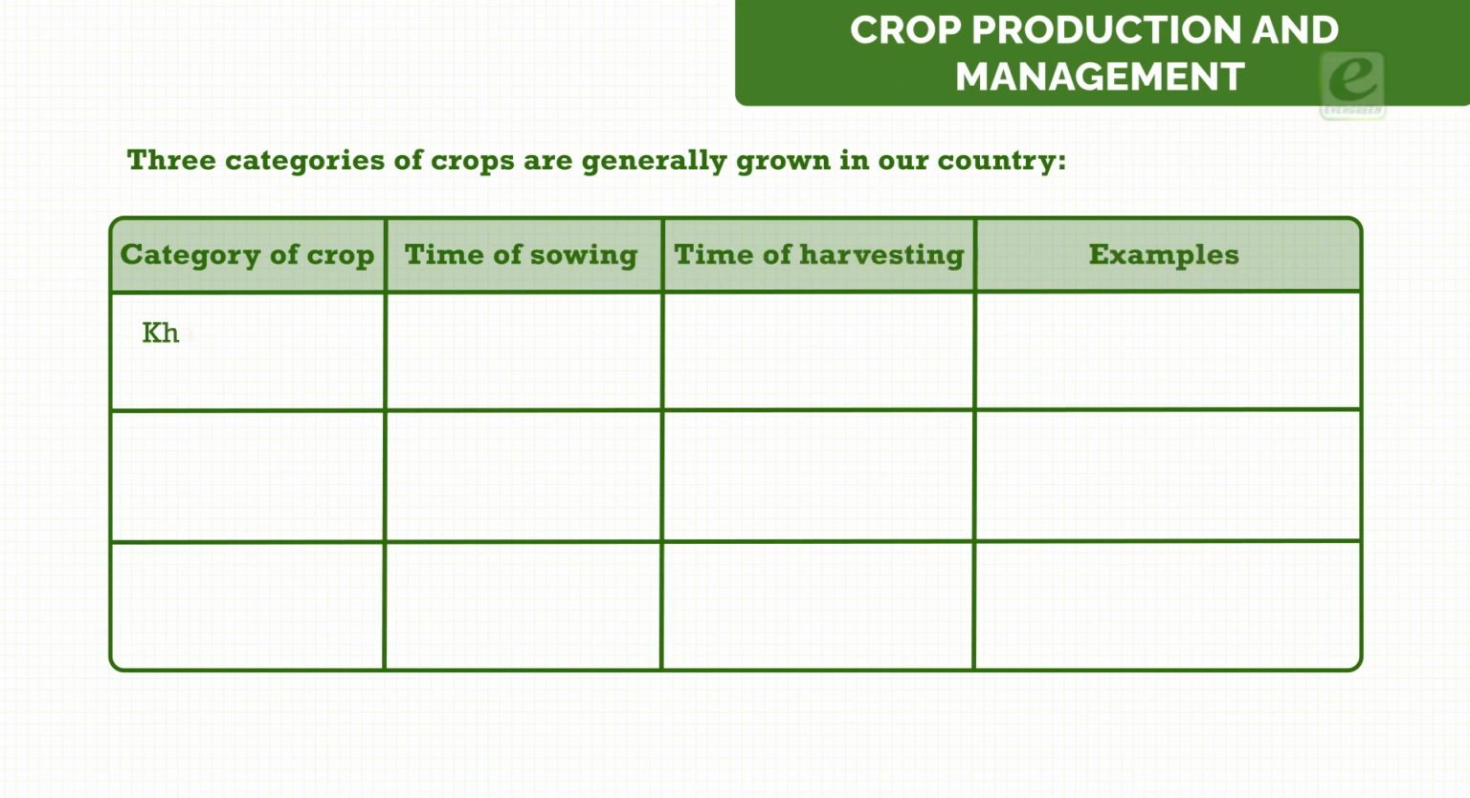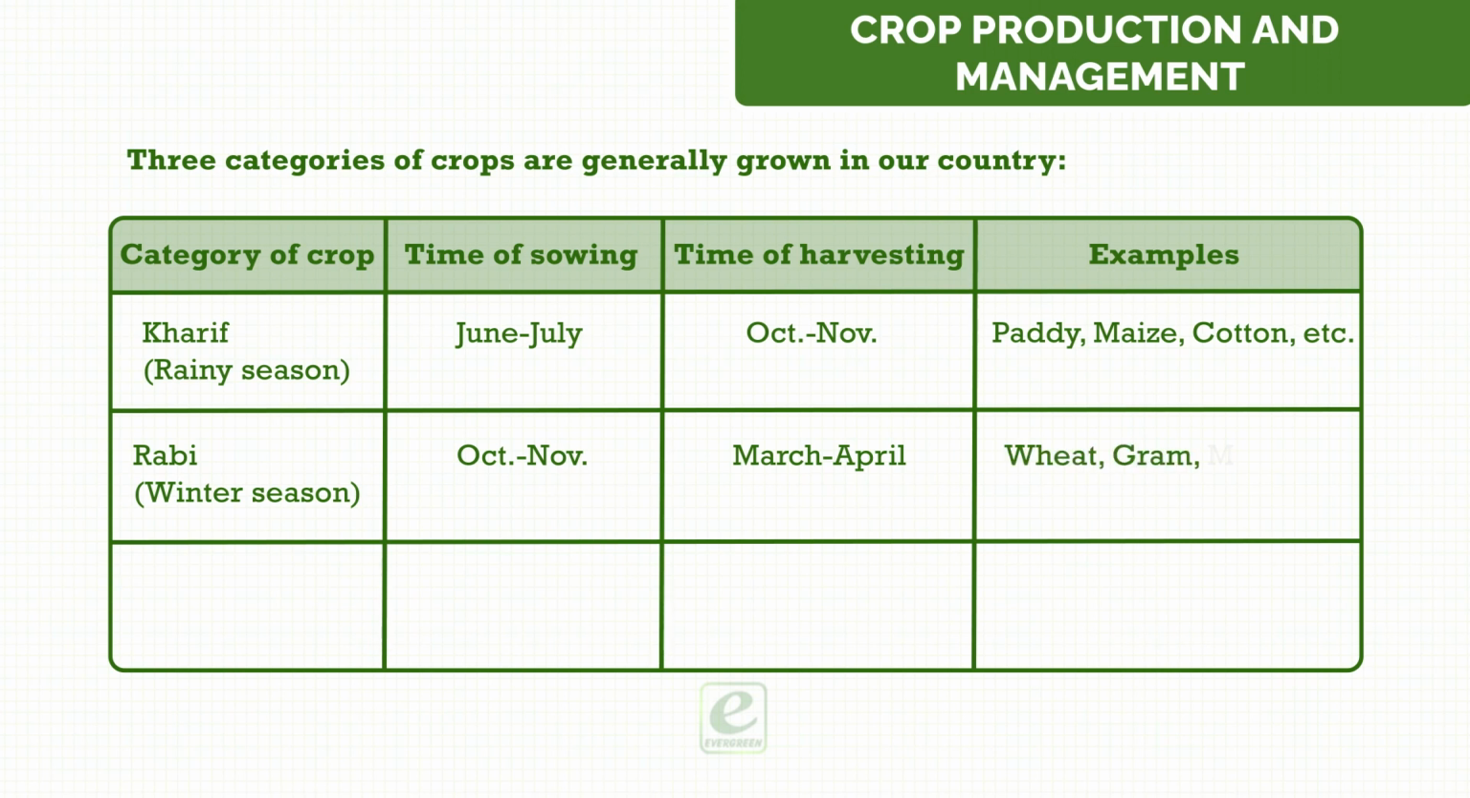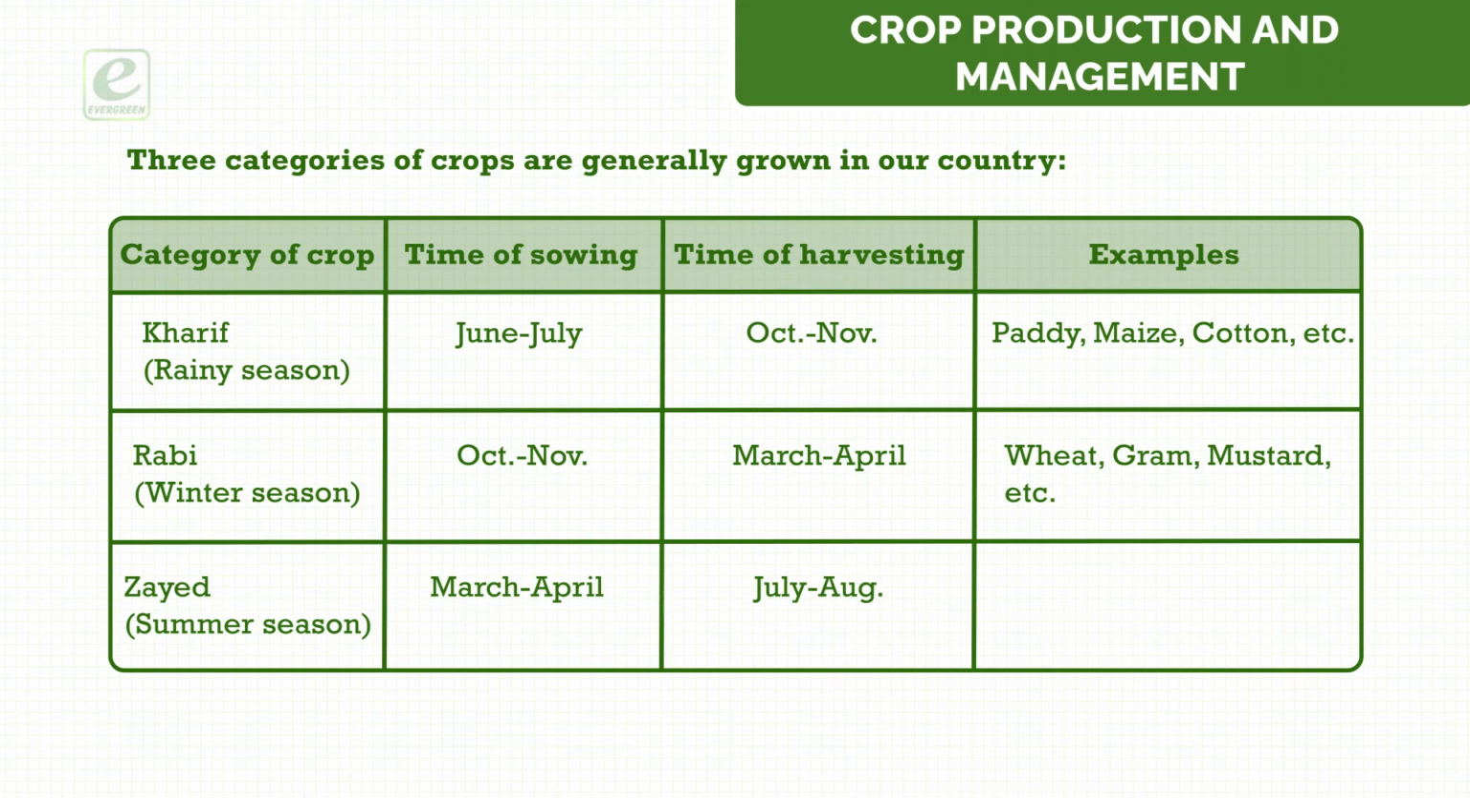Examples: Kharif, rainy season, June to July, October to November, paddy, maize, cotton, etc. Rabi, winter season, October to November, March to April, wheat, gram, mustard, etc. Zaid, summer season, March to April, July to August. Sunflower, moong, gourd, cucumber, etc.